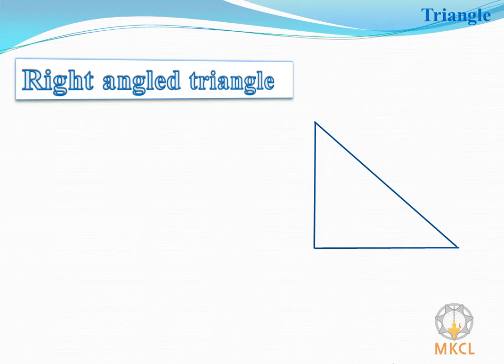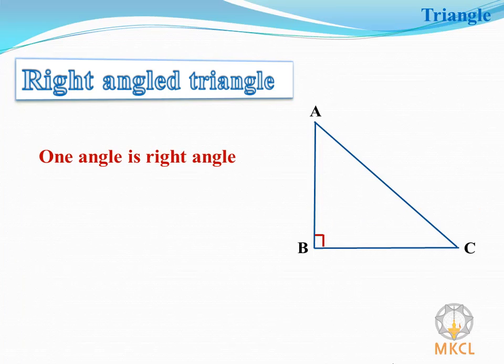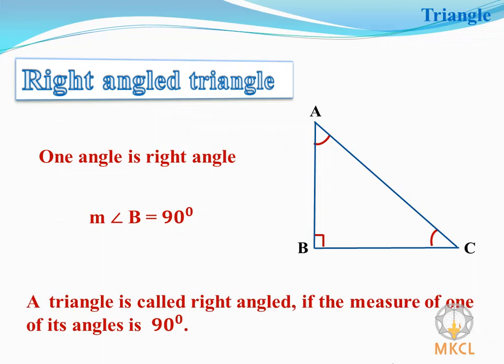This is a right angle triangle. Here, one angle, angle B, is a right angle. That is, measure of angle B is equal to 90 degrees. And angles A and C are acute angles. So, a triangle is called right angled if the measure of one of its angles is 90 degrees.